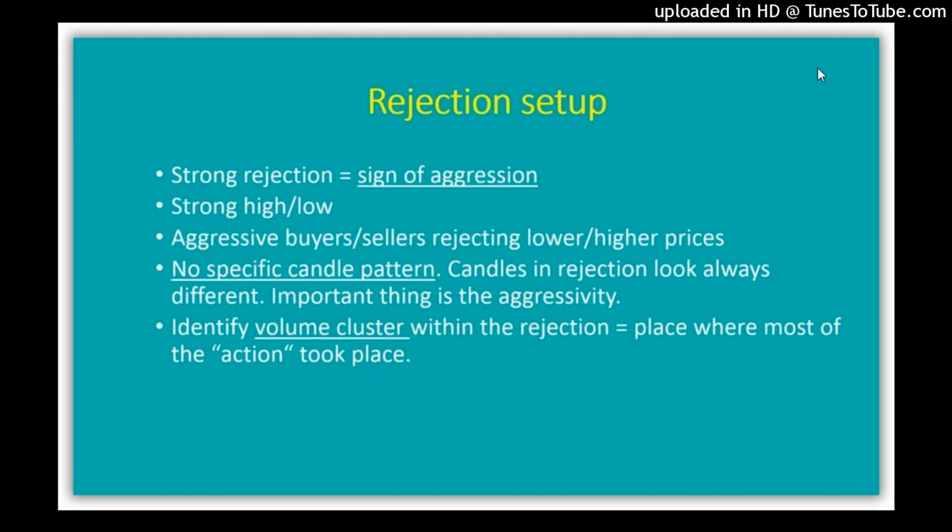So that's it for the theory for the rejection setup, and in the next video we'll go into real charts and I'll show you how the rejection setup works and what it looks like.